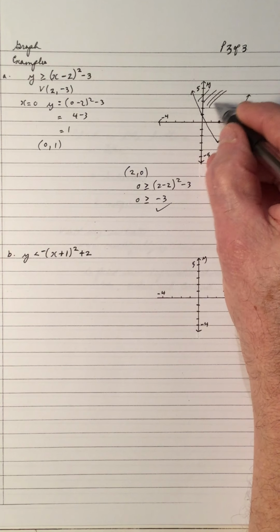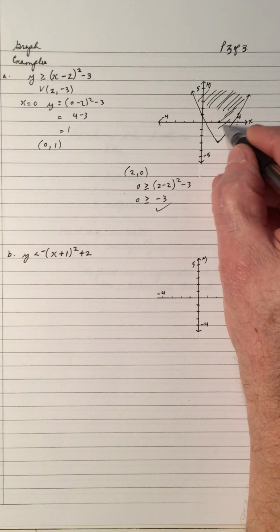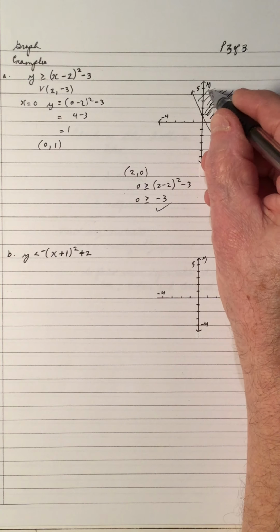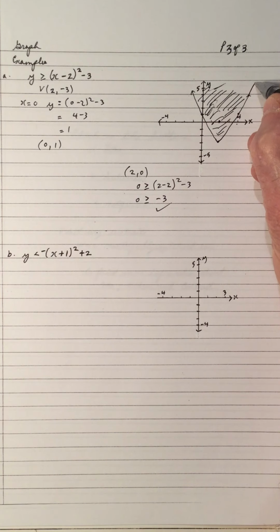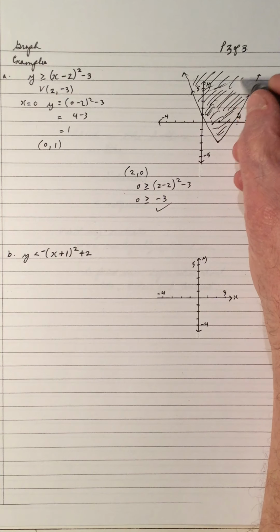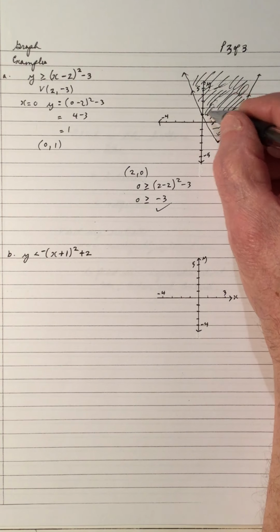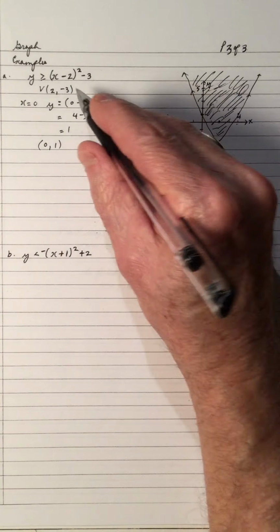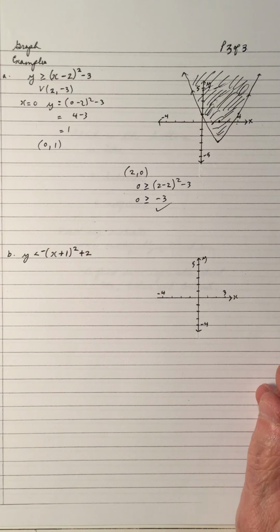So that means we're shading here. All points. Remember, this parabola goes up and up and up. So these points are in here. Any point inside of here makes this inequality true.